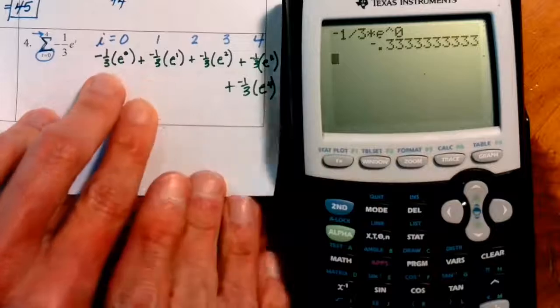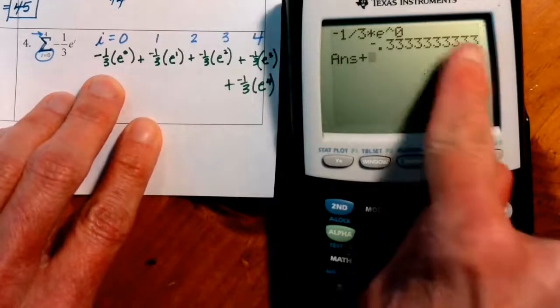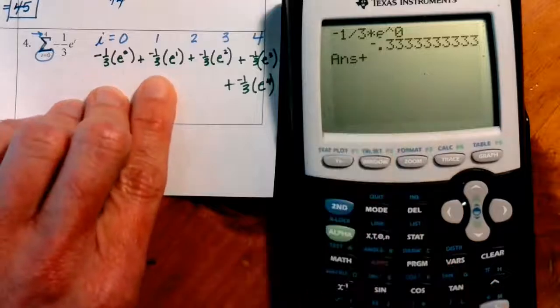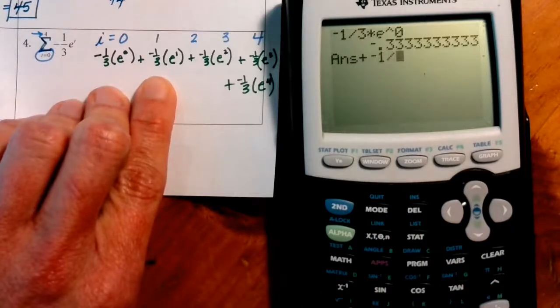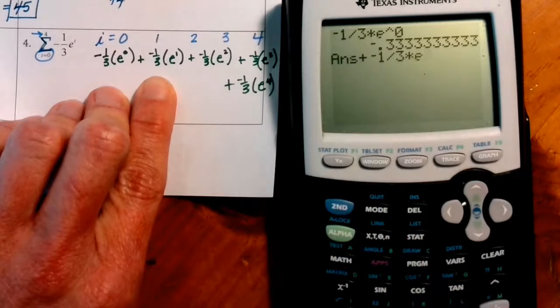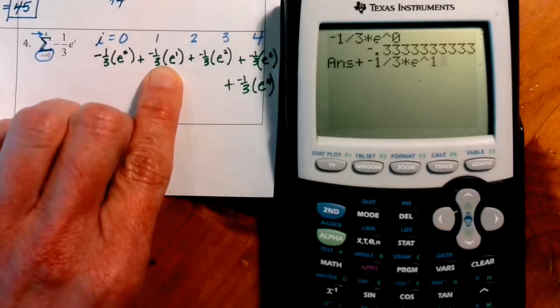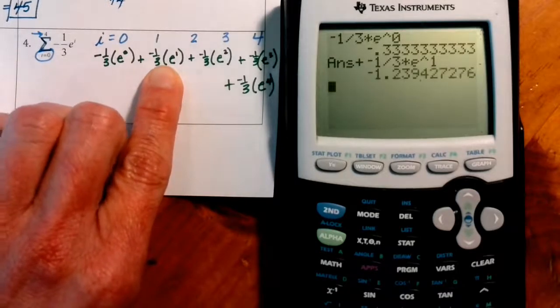Check this trick out. Are you ready? If I just continue on with a plus sign, it's going to take this past answer and add it to negative 1 divided by 3 times e to the, which power now? Yeah, first power. So we'll go ahead and hit enter.